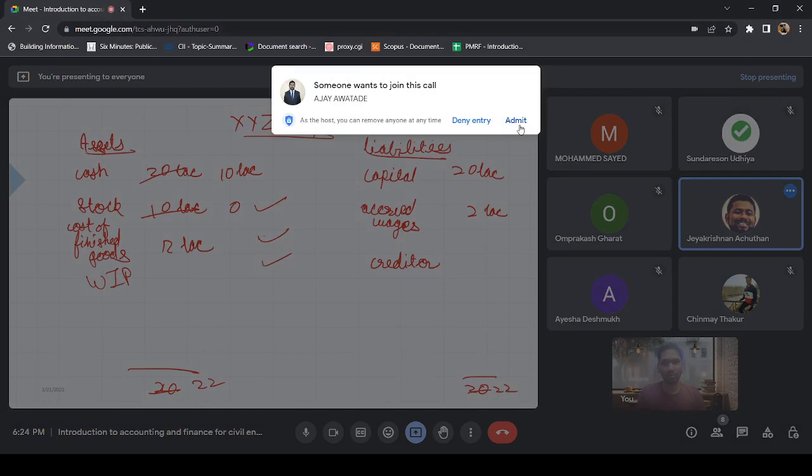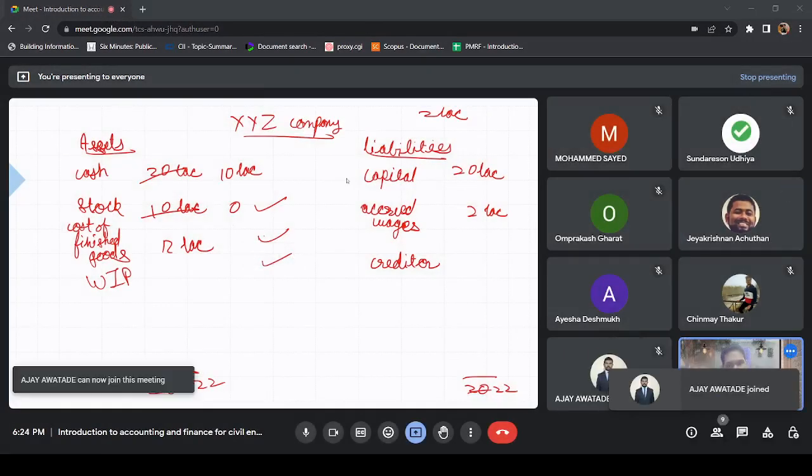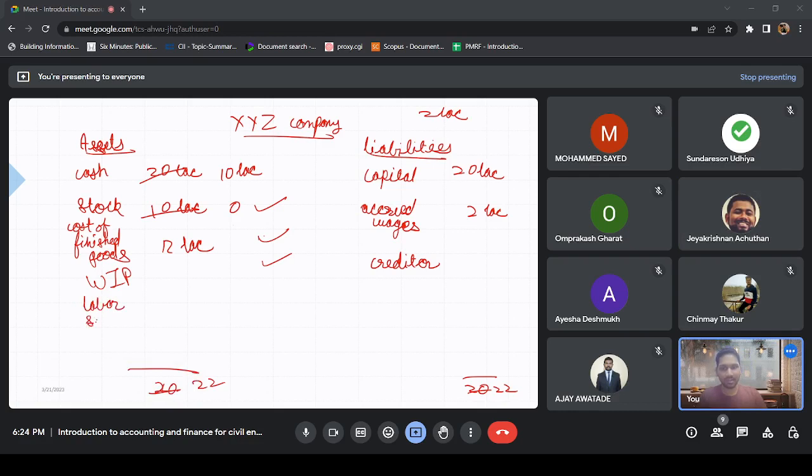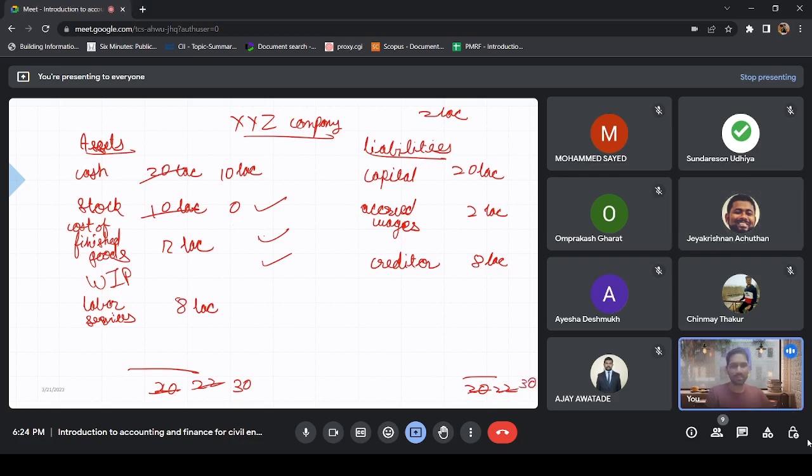So what is happening is that, let's suppose you bought some labor services, right? Now these labor services, you can spend on any of these things, raw materials or finished goods, just to increase your asset. So let's say you bought labor services of 8 lakh, but you haven't paid them yet. You got it on credit. So your creditor will increase by 8 lakh. Now if you see the balance sheet, it would be 8 lakh on both sides. So you can see that it is balanced.